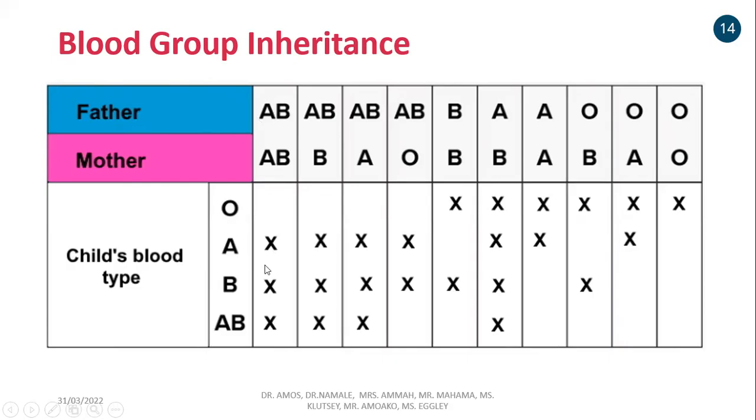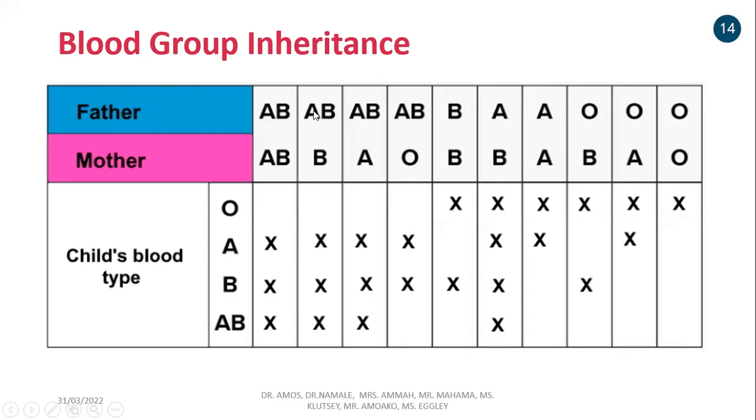They can have A because when the father brings A, the mother also brings A. It is A. If the father brings B and the mother brings B, it is still B. And then when the father brings A and the mother brings B, then that will be what? AB.